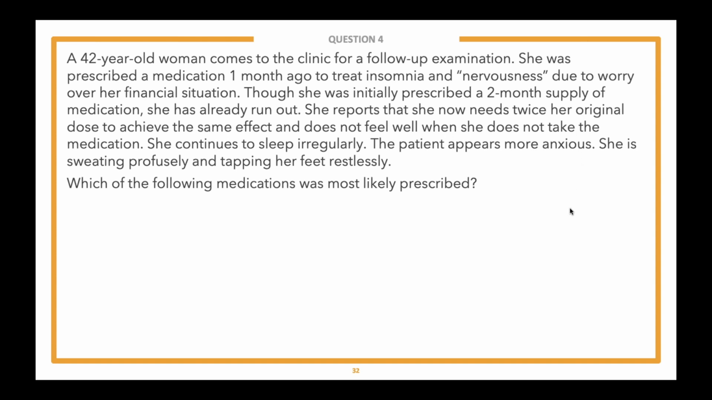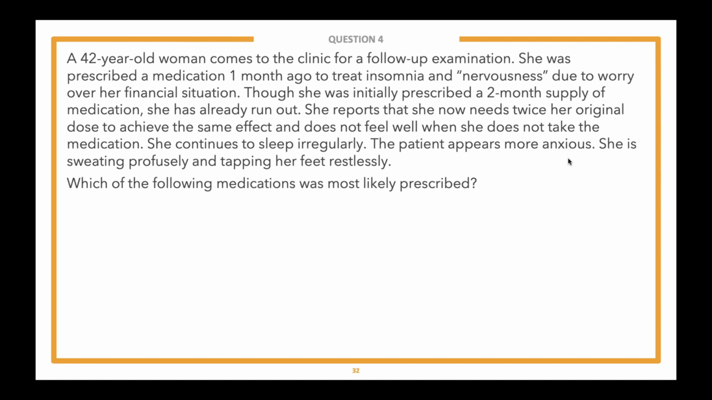Once again, we will begin with the lead-in. Which of the following medications was most likely prescribed? I'll give all of you a few moments here to respond in the question box and let us know how many steps you believe this question will require. And then we will read the vignette. I see the responses coming in. Let's go ahead and read that vignette.